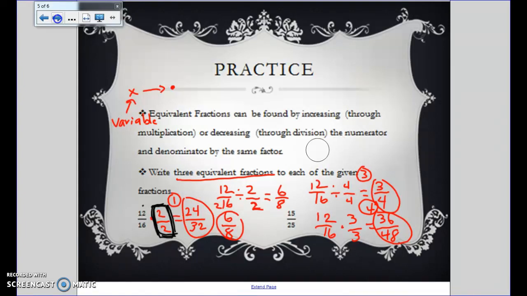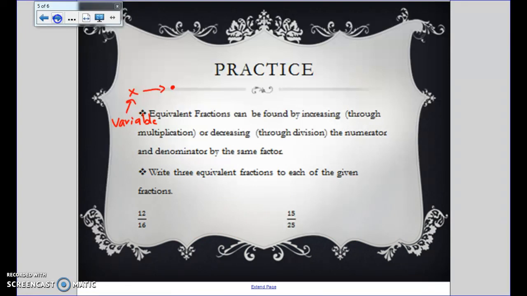Let's do one more example here. 15/25. The first thing I notice is that 15 and 25 both share a factor of 5. And so what I'm going to do is start with division. I'm going to divide by 5 on the top and the bottom. And I know that my first equivalent fraction could be 3/5. There's one.